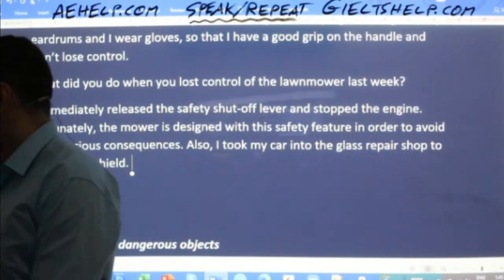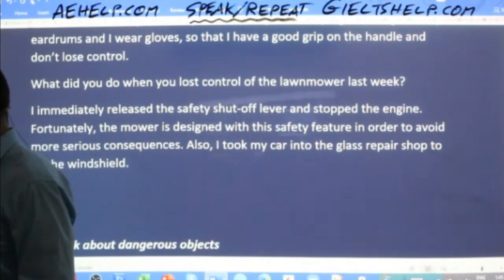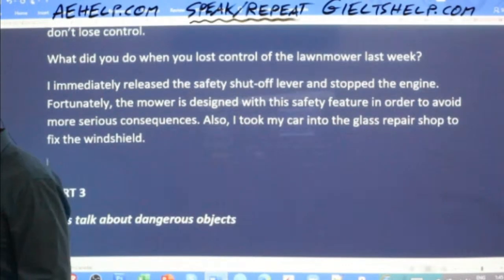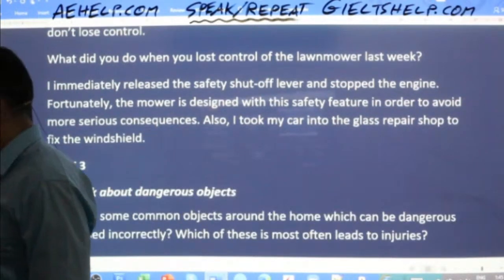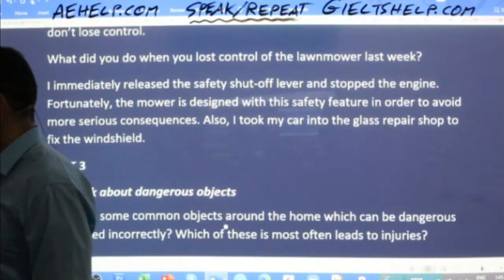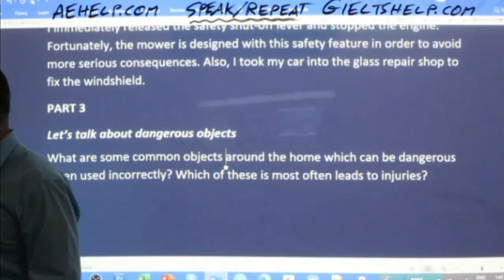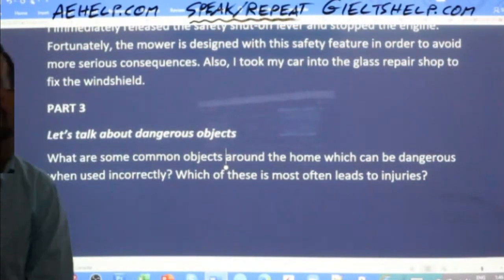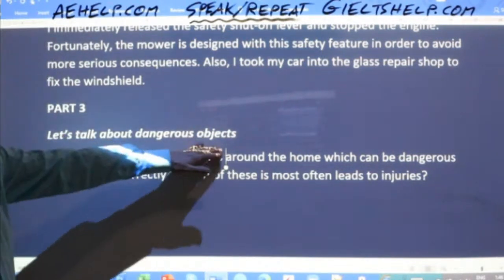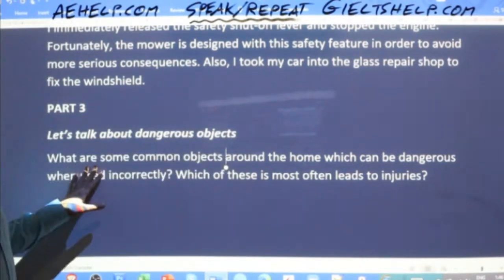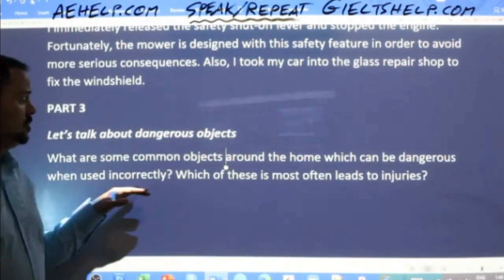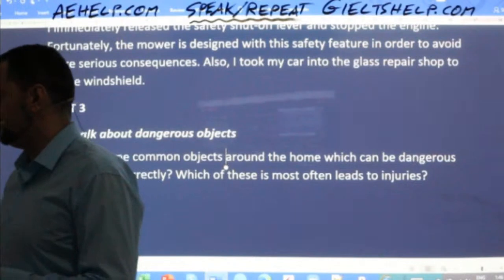All right. Okay, good. Now, the examiner might ask you one or two more questions, or they might just simply go right into part three as long as they feel satisfied. And then they'll ask you some questions related to the topic of part two. So here, the examiner might say, let's talk about dangerous objects. What are some common objects around the home which can be dangerous when used incorrectly?